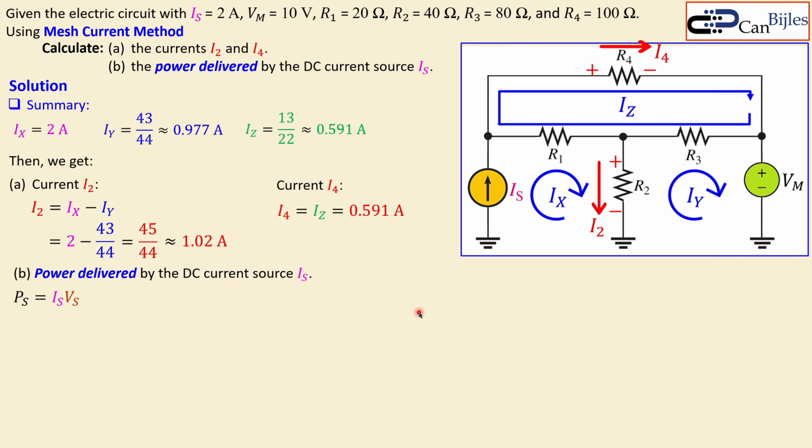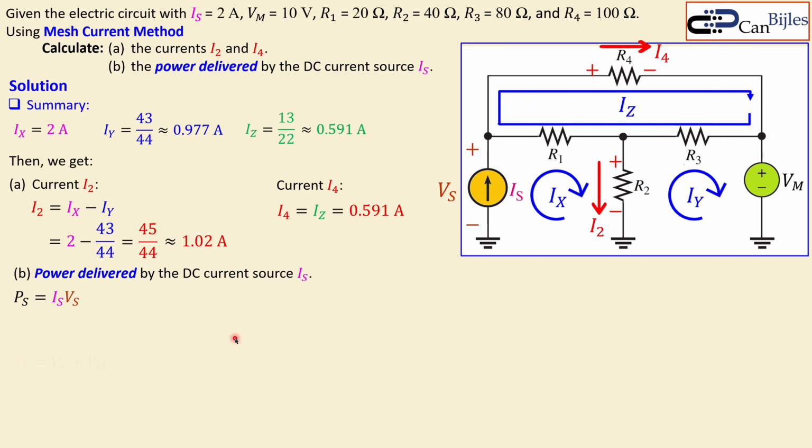Now for the current source, I need the voltage in order to know the power. The power is, of course, the current times the voltage. I know the current, but I don't know the voltage across the terminals of this current source. So I need this Vs here, which is unknown yet.